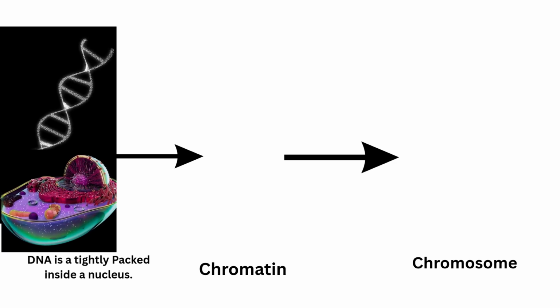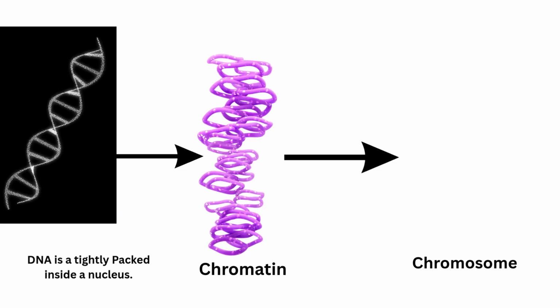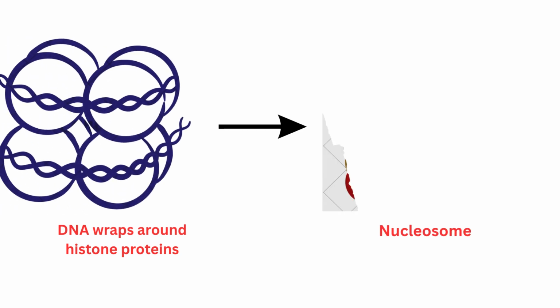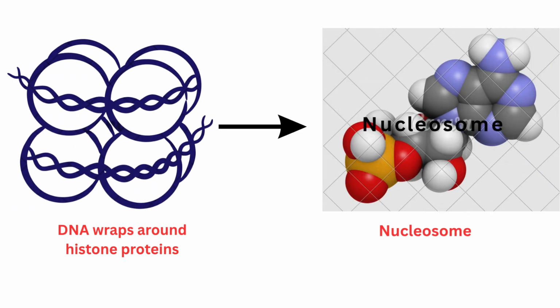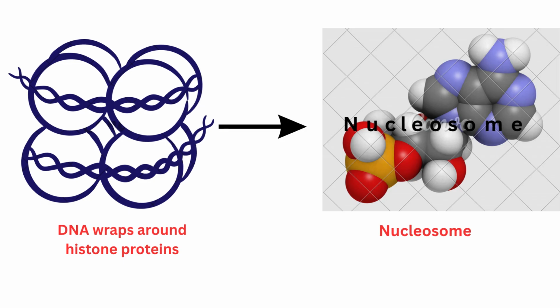DNA is tightly packed inside the nucleus. It forms chromatin and then chromosome. In eukaryotes, DNA wraps around histone proteins to form a nucleosome.